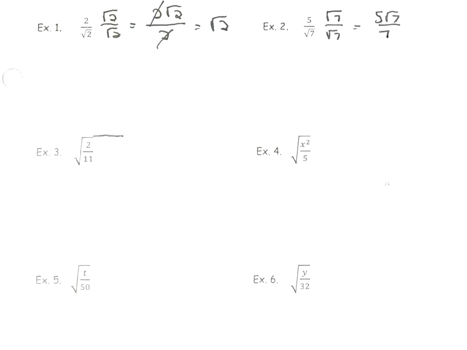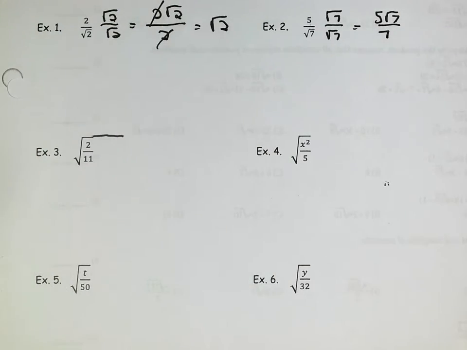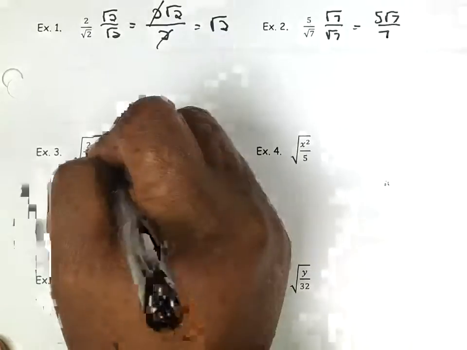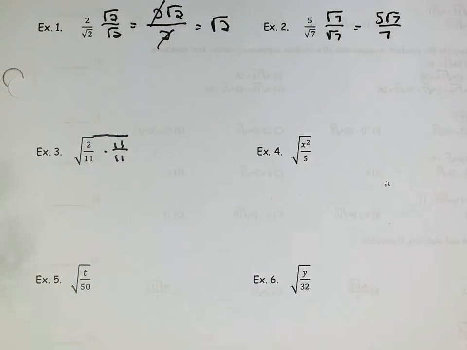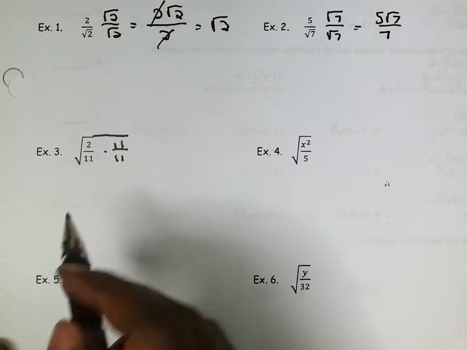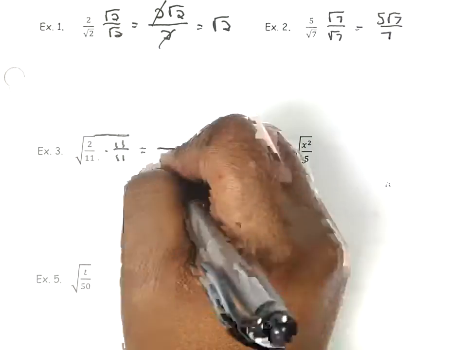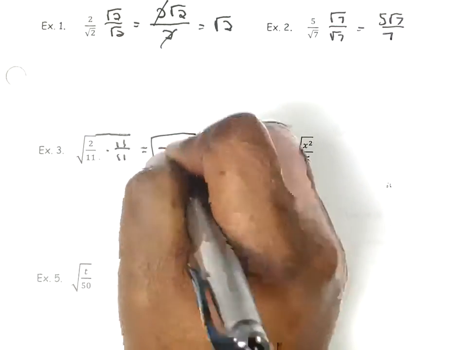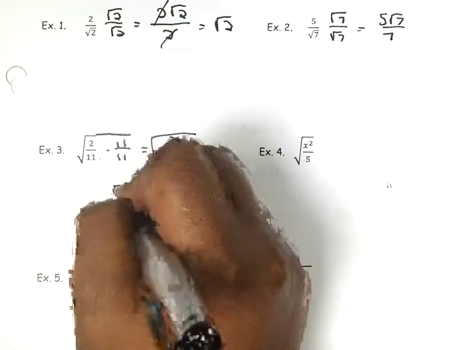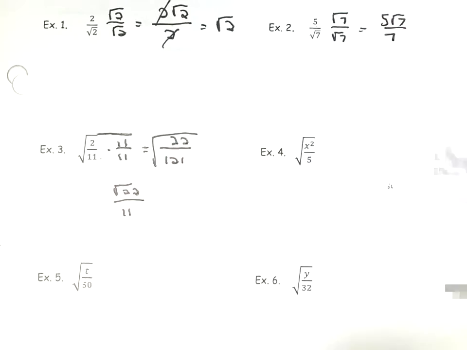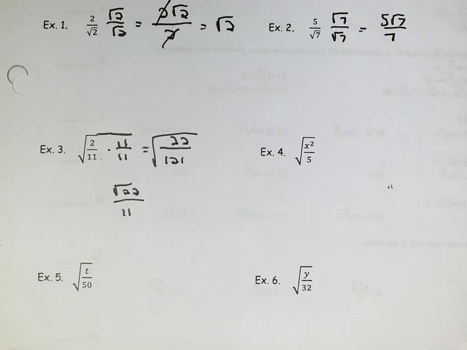Alright, for number 3, I'm just going to extend this radical over a little bit. Everything's in the radical, so I'm just going to multiply the top and the bottom inside the radical by 11. Or another way to say it is multiply by square root of 11 over square root of 11. So I just did it inside. On the bottom, we get 121, and on the top, we get 22. So I created a perfect square on the bottom, and my final answer is square root of 22 over 11.